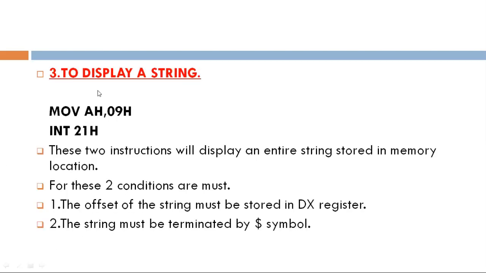Third one, to display a string. The instructions are MOV AH, 09H and INT 21H. These two instructions will display an entire string which is stored in a memory location. For displaying, there are two conditions which are a must. First, the offset of the string must be loaded into the DX register. And second, the string must be terminated by the dollar symbol.